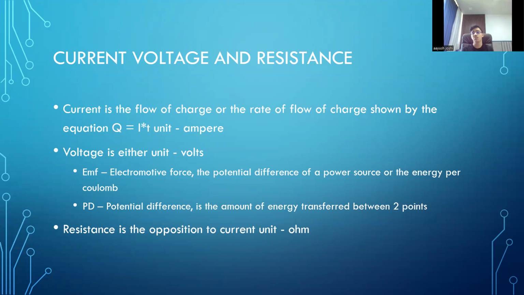Potential difference is the amount of energy transferred between 2 points, and resistance is opposition to the current, and its units are ohms. So we have covered 3 units here. Current has the unit amperes, which is measured with an ammeter. Voltage has the unit volts, and the resistance has the unit ohms.